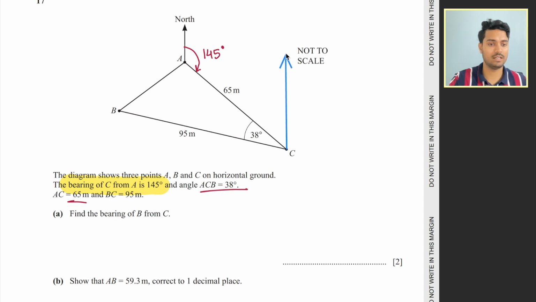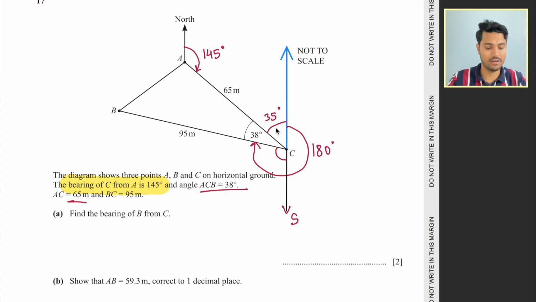So at C, we'll draw a north line like this. We have to find the bearing of B from point C. That means we have to find this angle. Now this angle is 145, so this angle is going to be 180 minus 145, that is 35 degrees. If this is north, the opposite of north is going to be south. So this part is 180 degrees and the other part is also 180 degrees. So this angle is going to be 180 minus 35 minus 38, which is 107 degrees. Bearing is going to be 180 degrees plus 107 degrees, that is 287 degrees. We have to write it in 3 significant figures, and it is already in 3SF.